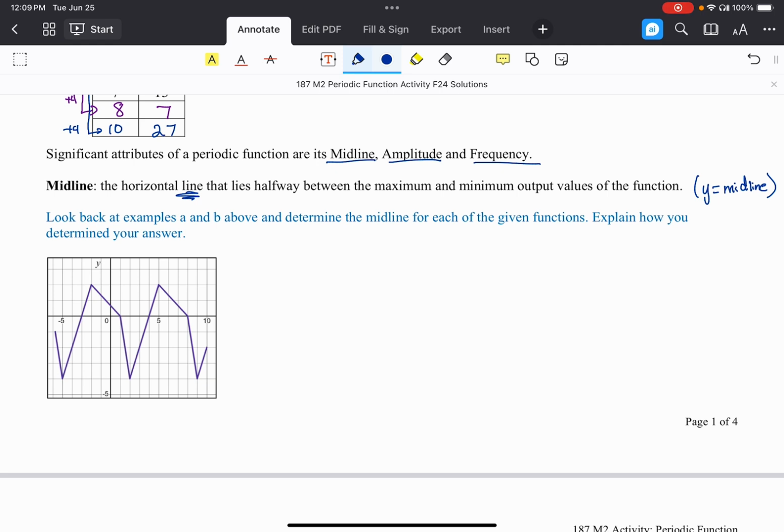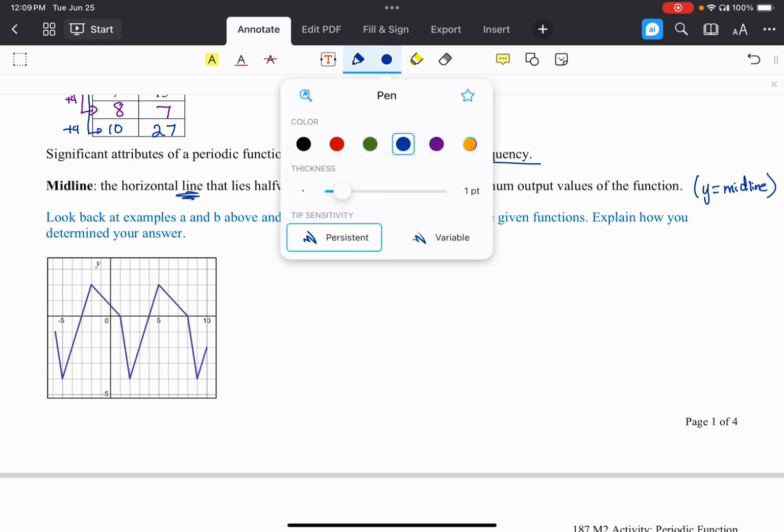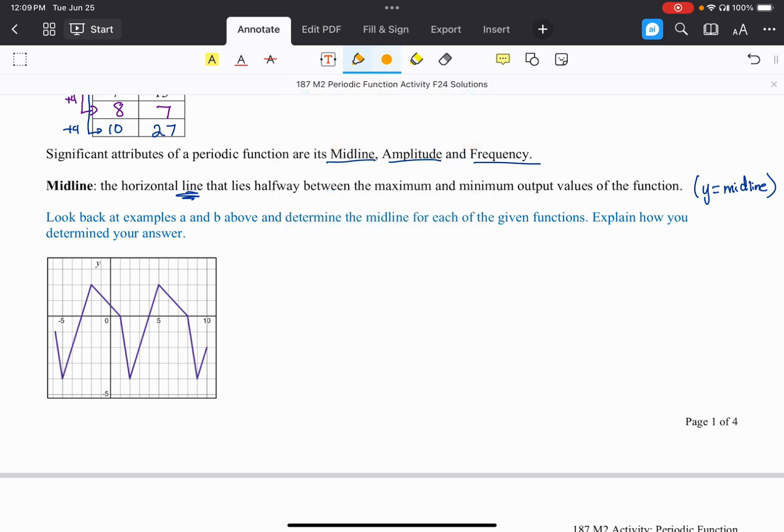Now, how do we find this midline? We're going to look at it both graphically and from a table. So I put a copy of the graph from the first example A right down here. Remember, I have a max value up here at 2, and I have a min value here at -4.